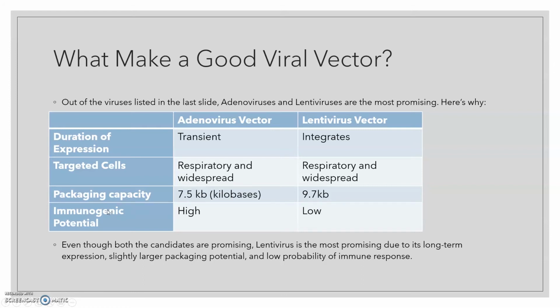The immunogenic potential means how likely is it to trigger an immune response like anaphylaxis in the patient that is given to, and obviously we don't want that to happen because that's very dangerous. And the adenovirus vector, it's considered pretty high, and for the lentivirus, it's considered relatively low. So even though both candidates are promising, lentivirus is the most promising due to its long-term expression, slightly larger packaging potential, and low probability of immune response.